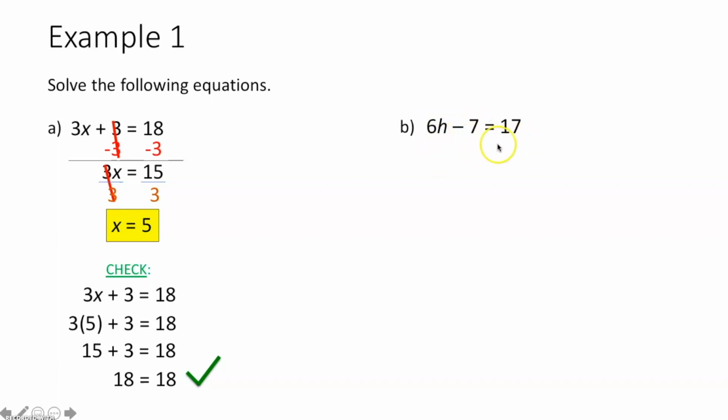How do I move that over here? Well, you do the opposite. What's the opposite of subtracting 7? That would be adding 7. So I'm going to add 7 to both sides of the equation. Now when I do that, minus 7 plus 7, those are inverse operations. Those cancel each other out. And over here, 17 plus 7 is going to give you 24.